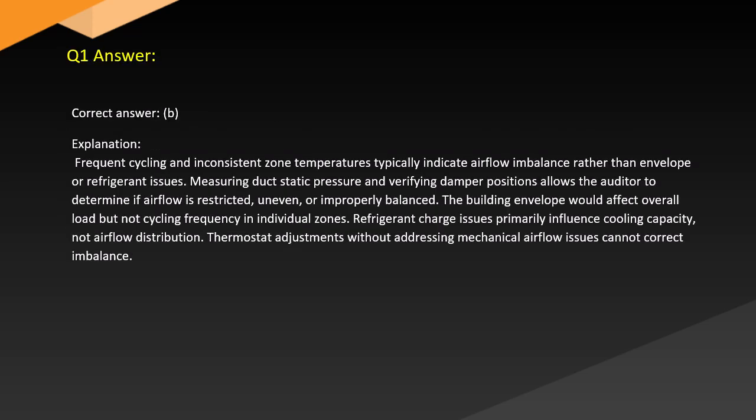Answer. Correct answer: B. Explanation. Frequent cycling and inconsistent zone temperatures typically indicate airflow imbalance rather than envelope or refrigerant issues. Measuring duct static pressure and verifying damper positions allows the auditor to determine if airflow is restricted, uneven, or improperly balanced. The building envelope would affect overall load but not cycling frequency in individual zones.